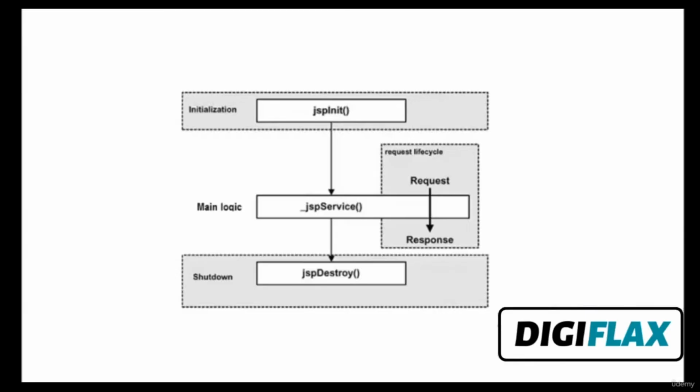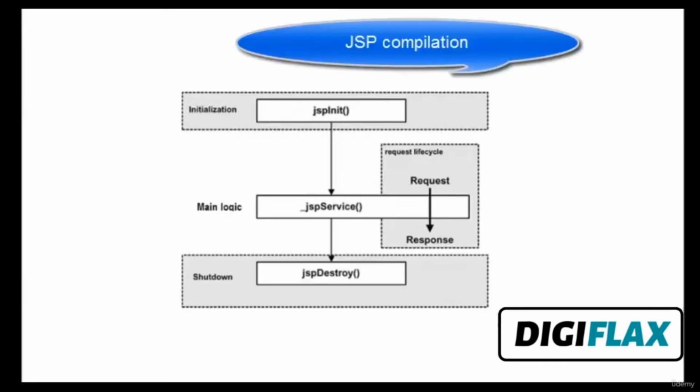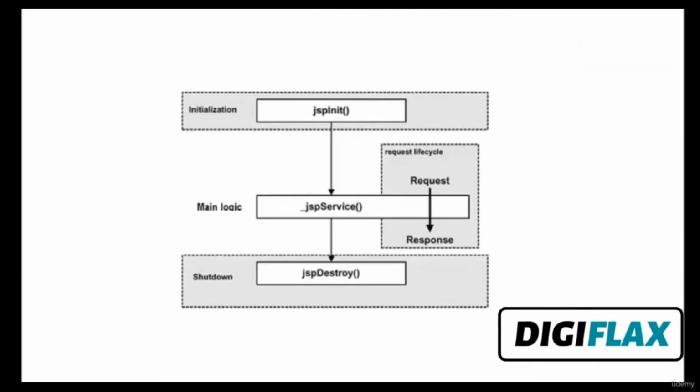Let us talk about the first step. First step is JSP compilation. When a browser asks for JSP, the JSP engine will check to see whether it needs to compile the page. If the page has never been compiled, or if JSP has been modified after the last compilation, then JSP engine compiles the page.